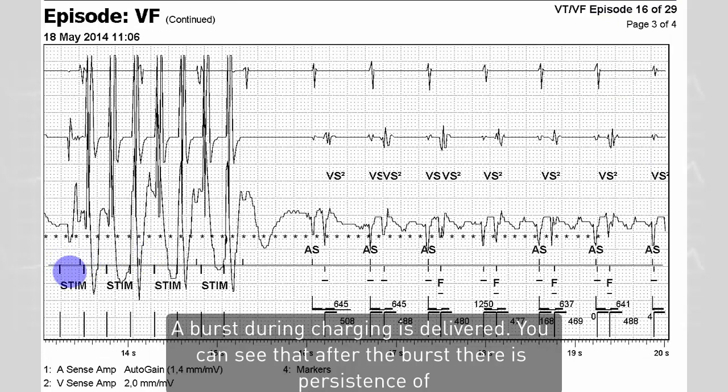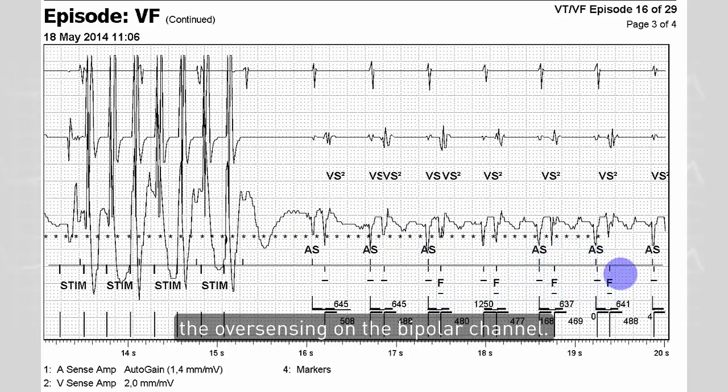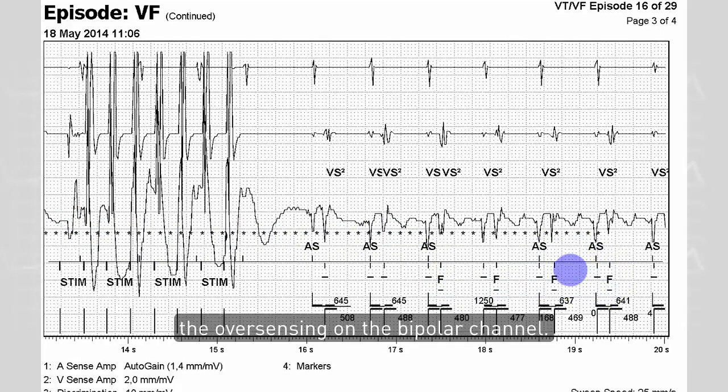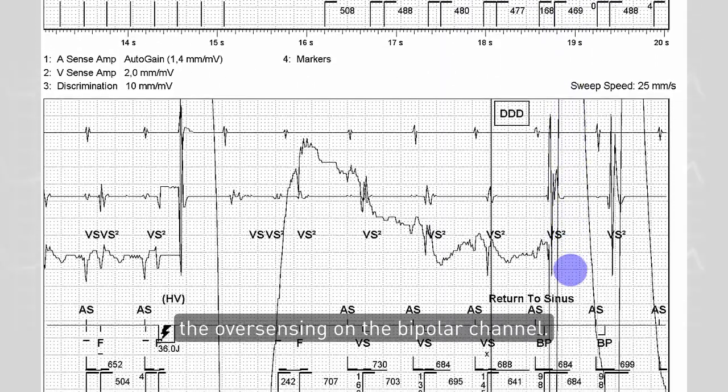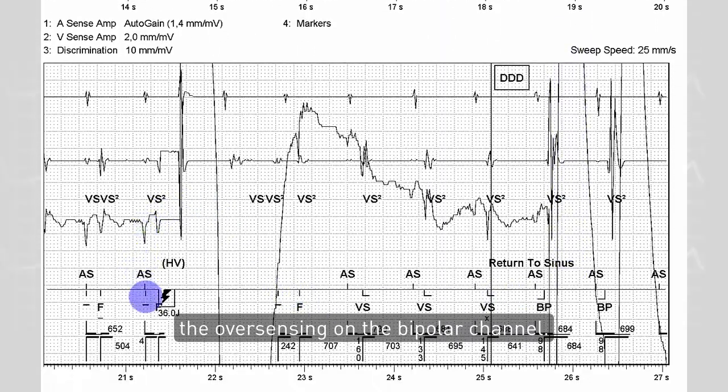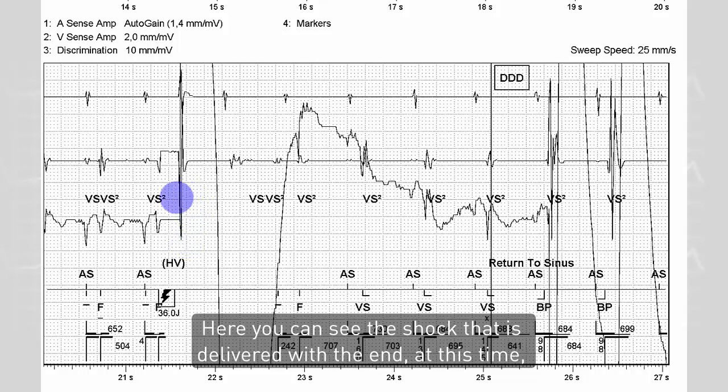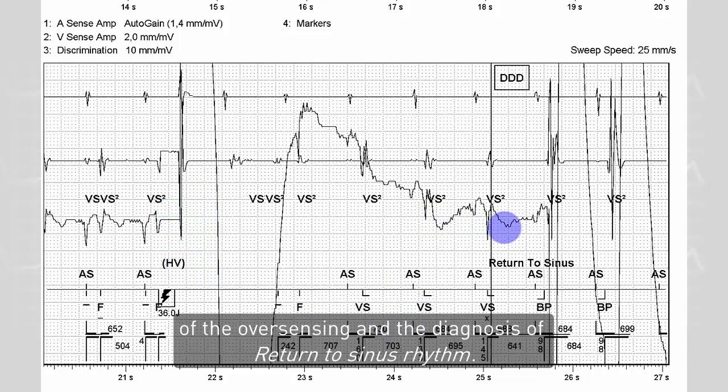A burst during charging is delivered. You can see that after the burst, there is a persistence of the oversensing on the bipolar channel. Here you can see the shock that is delivered, with the end, at this time, of the oversensing and the diagnosis of return to sinus rhythm.